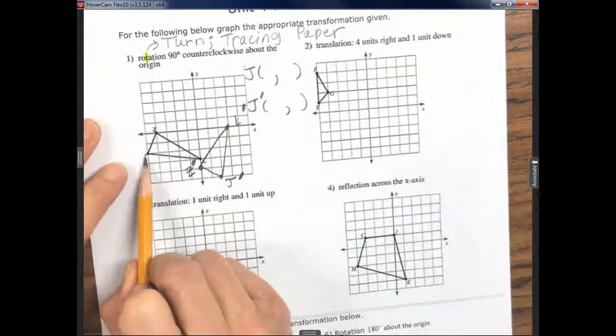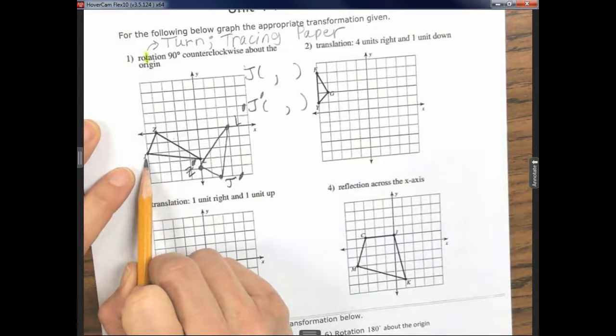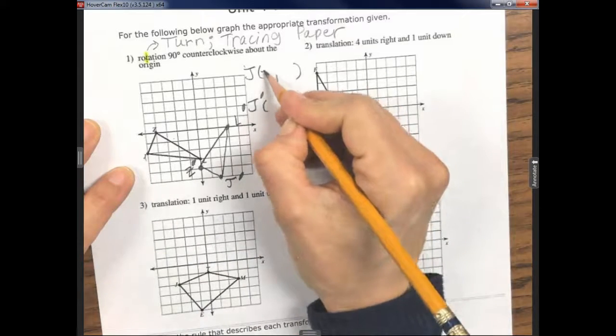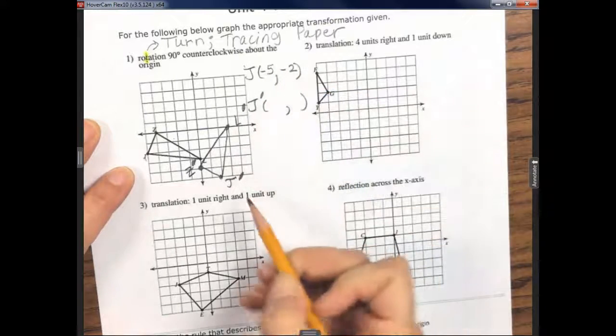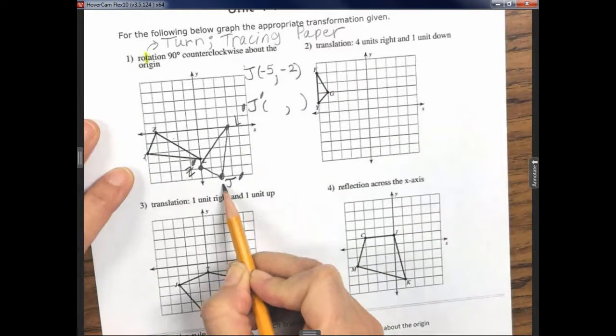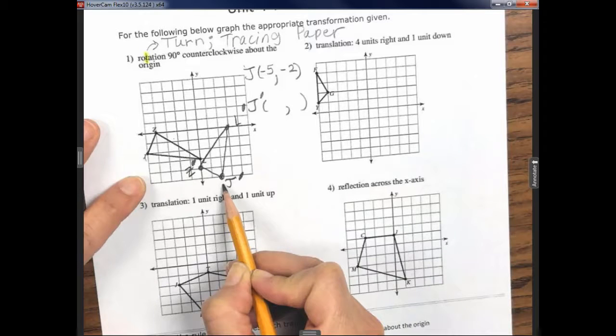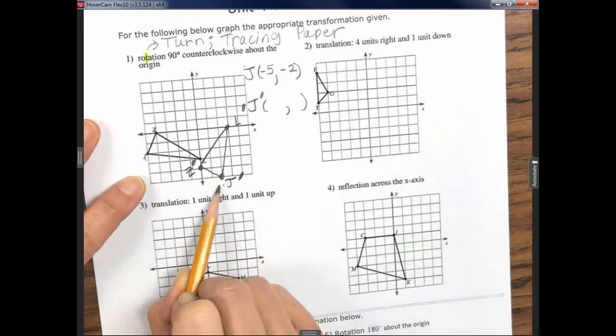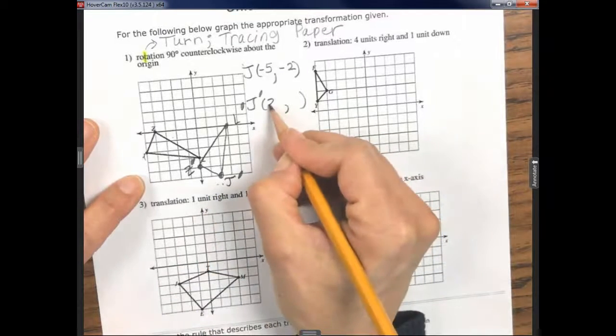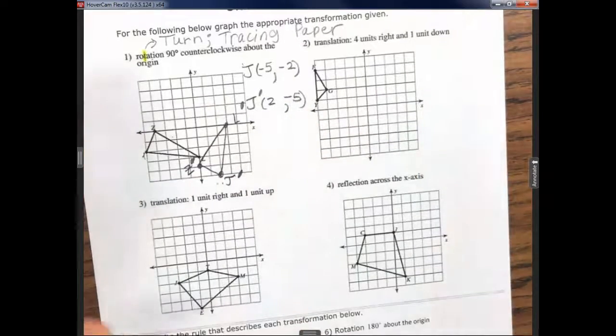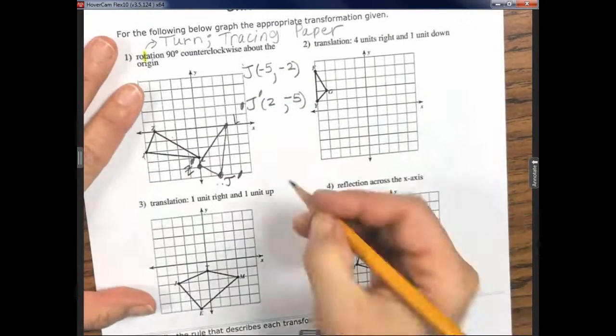What's the ordered pair for regular J? You're close. -5, -2. Good job. What's the ordered pair for J prime? Tell me. J prime. 2, -5.